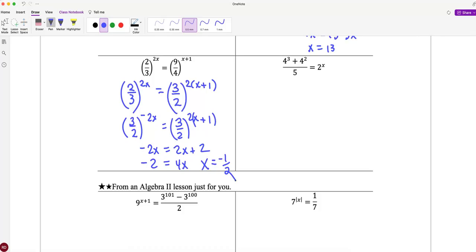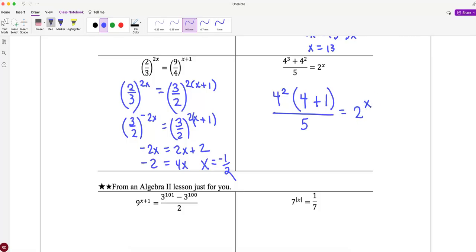4 cubed plus 4 squared over 5 is equal to 2 to the x. Now, this is a challenging problem, okay? I'll go ahead and admit it. You can't add these together. They're not like terms, but I can factor out a 4 squared. Okay, now we did a little bit of this last year. We'll do more factoring in the next unit. 4 squared times 4 is how I get 4 cubed. And then 4 squared plus 1, that's how I get 4 squared over 5.